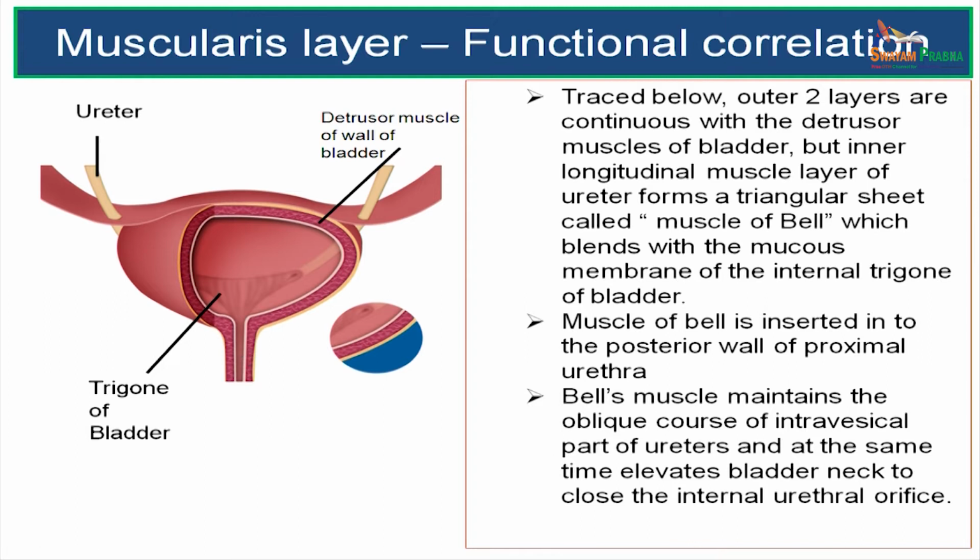So, why do you need such an arrangement? The Bell's muscle maintains the oblique course of the intravesical part of the ureter and it elevates the bladder neck. This is the neck of the bladder. It elevates the bladder neck in order to close the internal urethral orifice. That is the functional correlation of the muscular layer of the wall of the ureter.